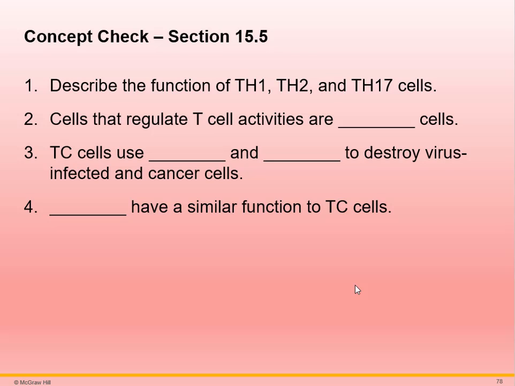So cells that regulate T cell activities are called T regulatory cells, and there are also B regulatory cells. TC cells use perforin and granzymes to destroy virally infected cells and cancer cells. And blank have a similar function to T cytotoxic cells, which would be natural killer cells, and natural killer T cells also have a very similar function, and they kill in a similar manner. So that's the end of section 15.5.